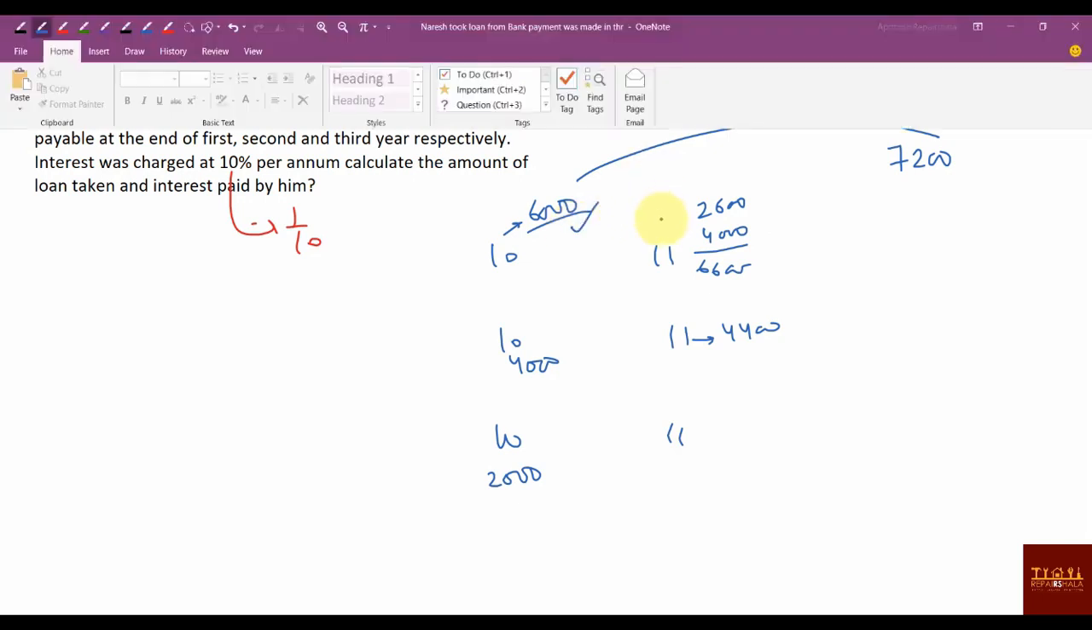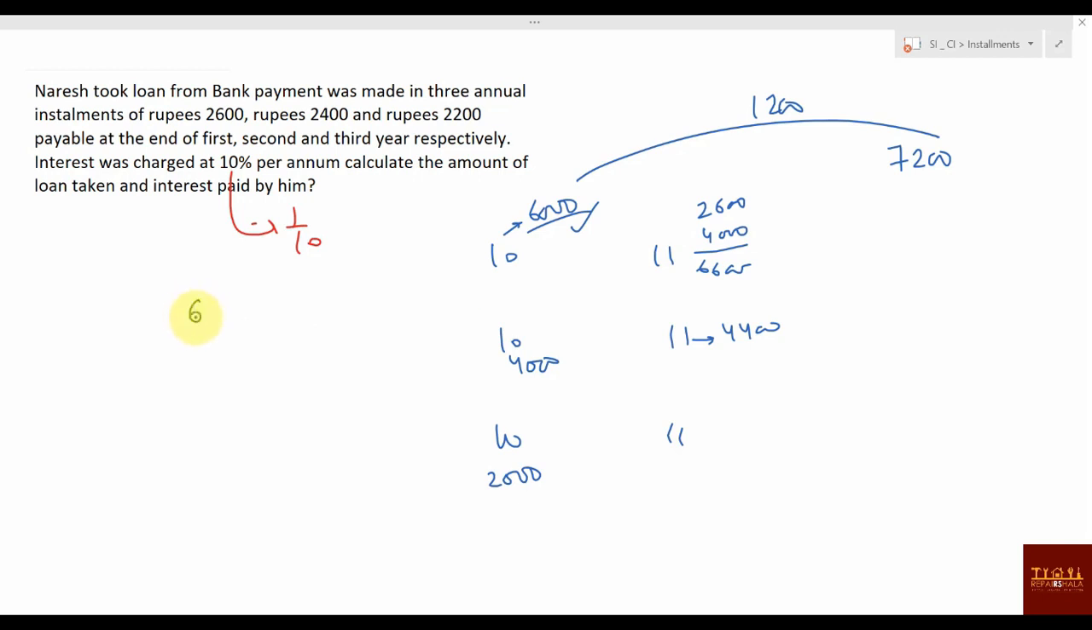What is the flow? You have taken 6000 rupees as loan, and in the first year you are supposed to pay how much? 6600. Yes or no? You are supposed to pay 6600 at the 10% rate of interest. But how much you paid? You paid only 2600. So how much is remaining? 4000. And this 4,000 only will become the principal for next year, right? So it will become 4,000.